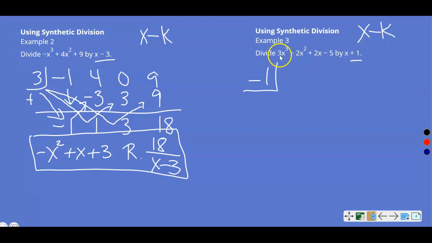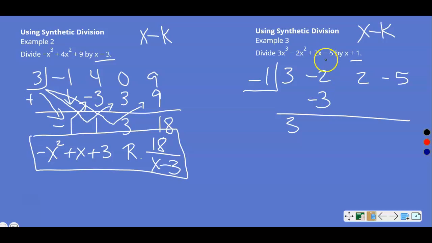All right, again, looking at the coefficients, we've got degree 3, 2, 1, 0, so we're not missing any terms this time. So we're going to bring down our numbers, 3, -2, 2, and -5. Always leave a space here because you're going to be writing more numbers here. The first one drops down. And then I'm going to multiply -1 times 3 and place it under the -2. Then I'm going to add and get -5.